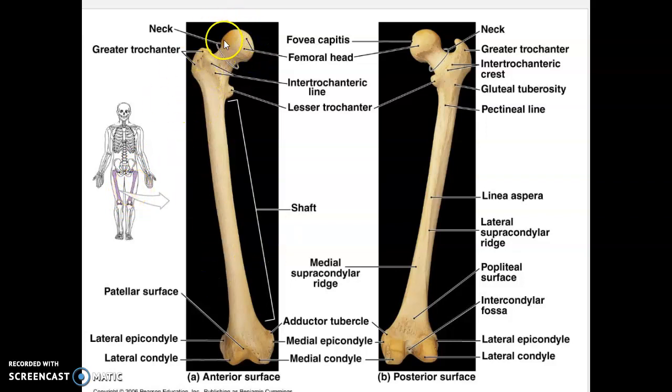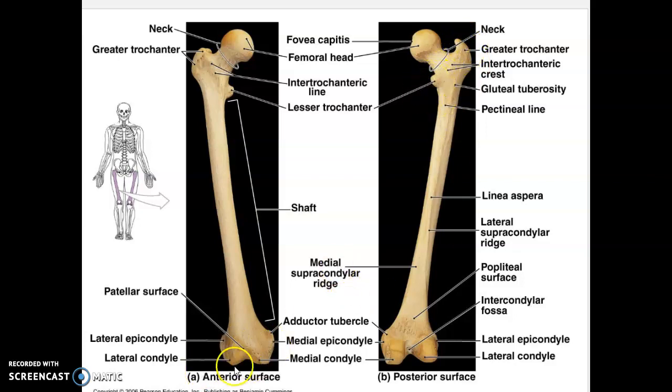We see the head of the femur that would fit into the acetabulum. Now, the head actually has a little hole in it with a ligament that partially attaches the head of the femur into the acetabulum. It's called the fovea capitis. We actually have this large area here, an attachment area, I should say, the greater trochanter. We have this lower area called the lesser trochanter. So again, see the greater trochanter here, the lesser trochanter here.